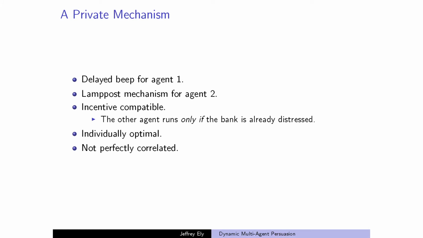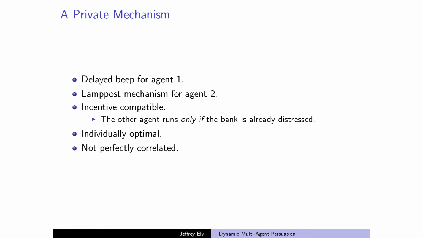If the state change happens before T star, agent 1 finds out T star moments later, and agent 2 finds out some random time after T star. Now, we have to show that this mechanism is incentive compatible. That is, the goal is to show that the agents will wait until they hear the beep and then they will run. Okay?